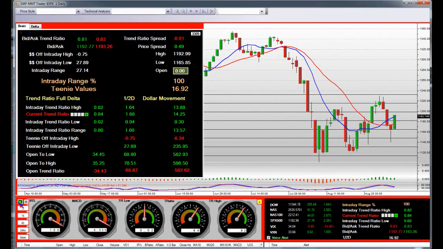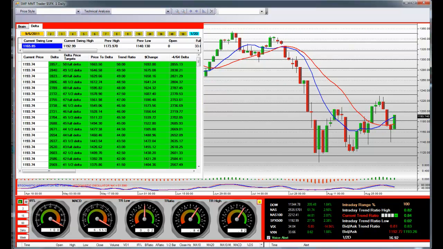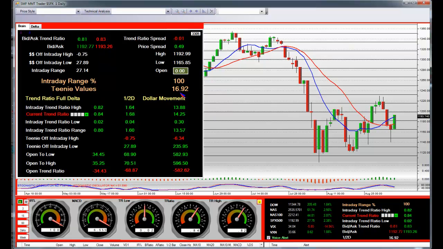Here's our daily chart. I'm going to go in here and populate it. Bam. There, I got all the lines. This is a daily chart. Each one of these is $16.92 per line. This is what we're doing right now. We're almost up 2 half deltas, almost 1 full delta in our pricing control.